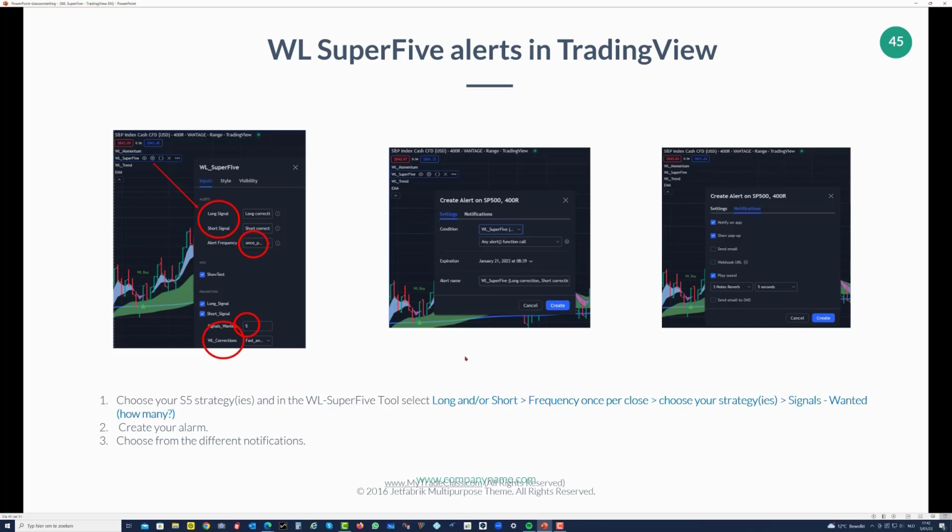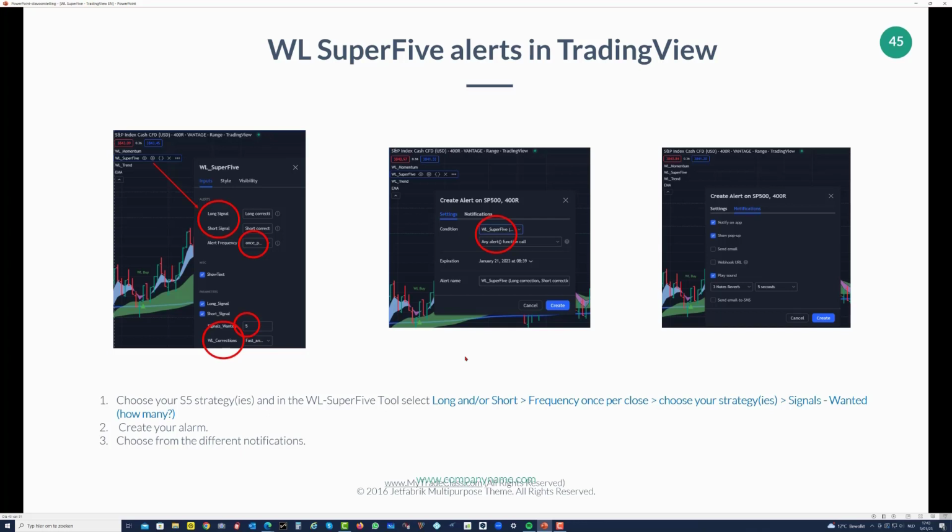Here, for example, correction. And then once you've created the signal on the SuperFive tool, you will go to alerts. And then you say, well, I created this signal on SuperFive, which, for example, is a correction long or reversal long. You just put in the condition. You can do any alert.